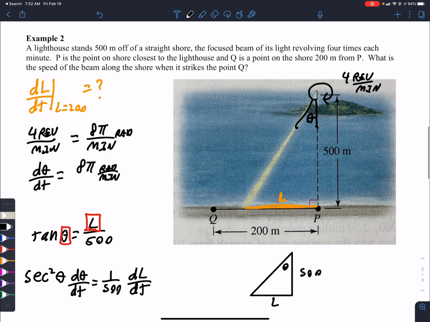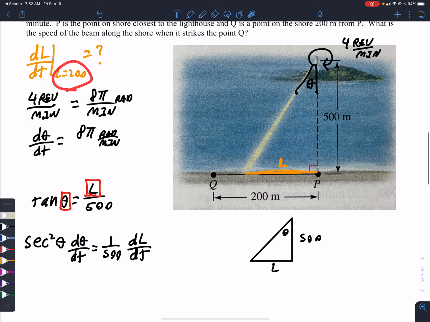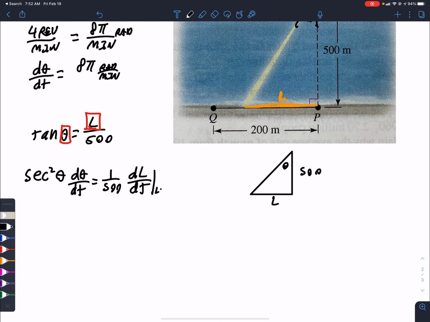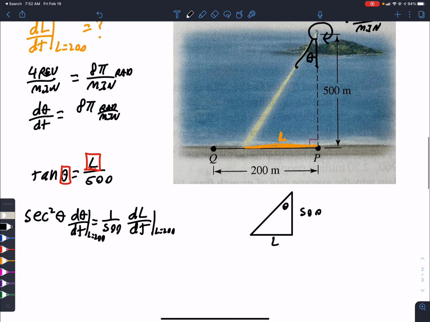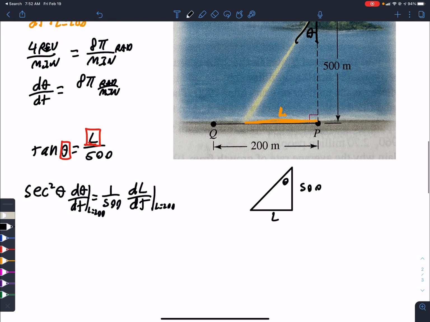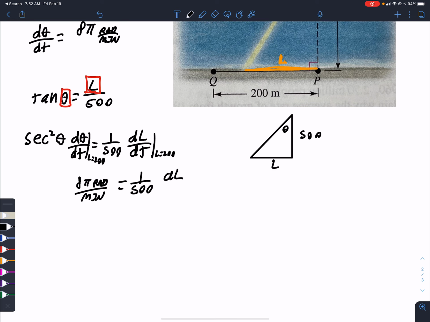And we want this specifically when L is 200, right? We're told at Q, L is 200. So I'm going to say at L equal to 200 on both of these, and fill in what I know. So do I know d theta dt? Yes, I do. 8 pi radians per minute. So that's 8 pi radians per minute. 1 over 500 is a constant. dl dt is what we're looking for.